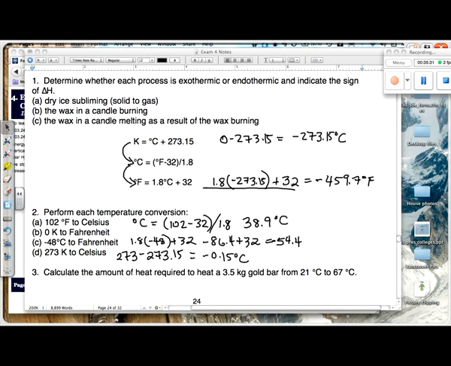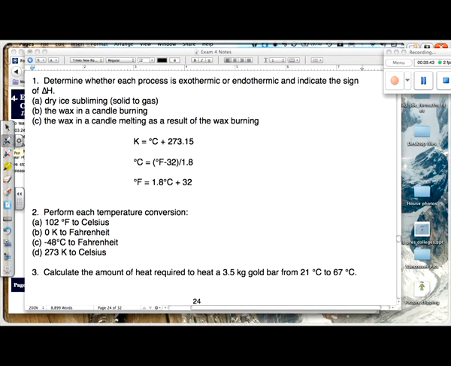All right, number 3. Calculate the amount of heat required to heat a 3.5 kilogram gold bar from 21 to 67 degrees. So I see a mass in number 3, and I see a temperature change, and I see a specific substance that I could look up a specific heat for. I'm going to grab a book and tell you which page that information is located on. This topic about energy change is located in chapter 3, and on page 74 in your textbook, you will find different specific heats for different substances.